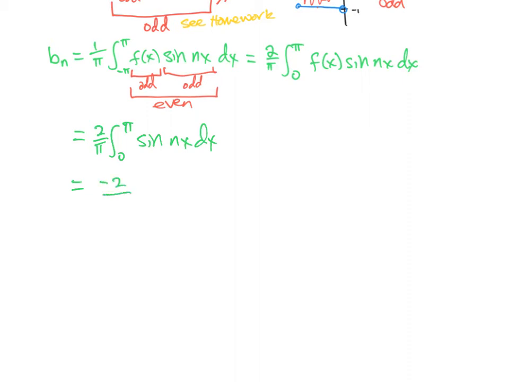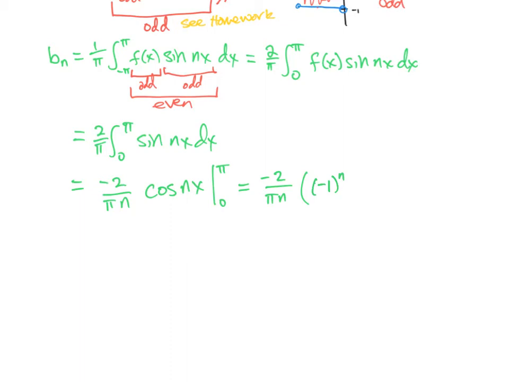This we can just integrate because we know how to integrate, and we get negative 2 over pi n cosine nx evaluated from 0 to pi, which is negative 2 over pi n times cosine of n pi. Cosine of n pi is either 1 or -1, depending on whether n is even or odd, right? So if it's odd, it's -1. And if it's even, it's +1. And so the way we can express that is (-1) to the n.